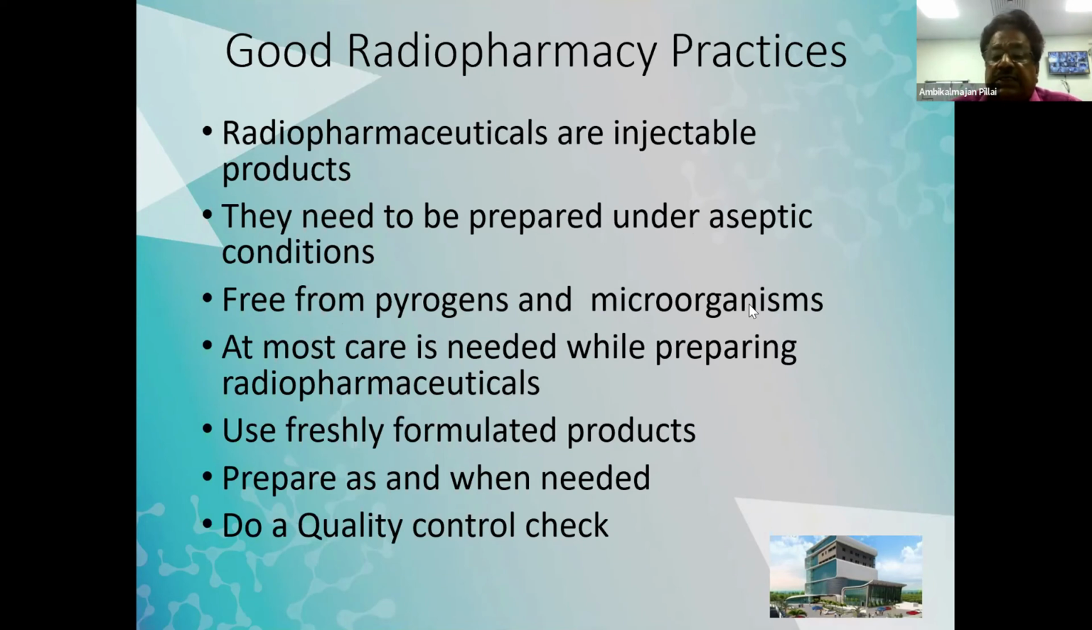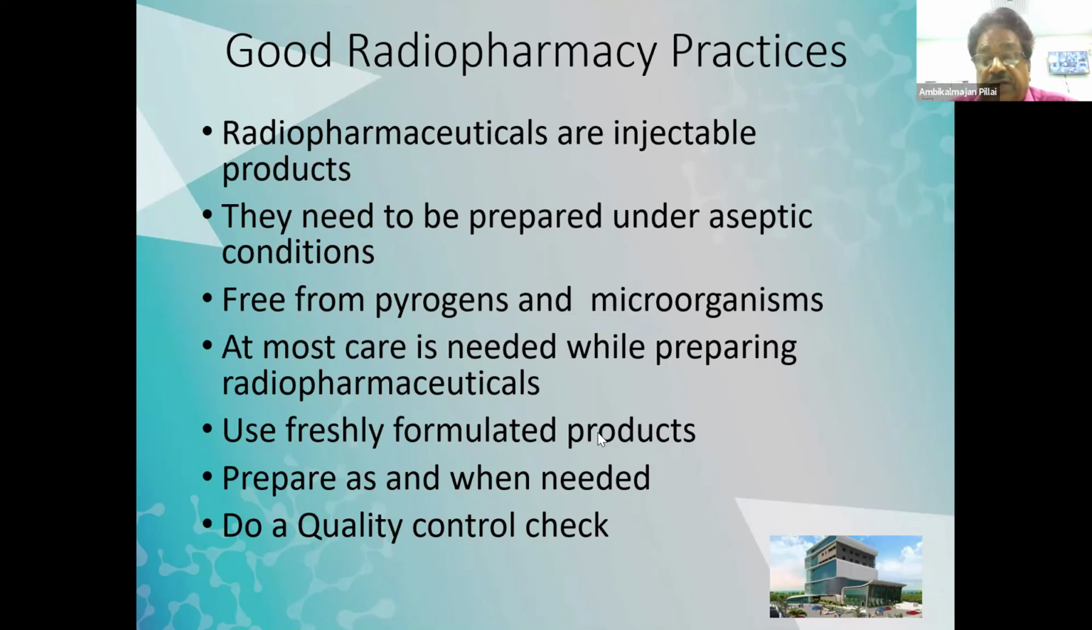Now, when you are buying the kit, please store the kit in the proper manner. Let it be in the refrigerator. Don't allow it to be lying outside for a long time. There should not be any formation of pyrogens and microorganisms because if there is a colony of microorganisms there, it will keep on growing as time passes. So utmost care is needed while preparing radiopharmaceuticals. You cannot just assume that, okay, I take this kit and I put some pertechnetate and I keep it for some time. You need to prepare it carefully.